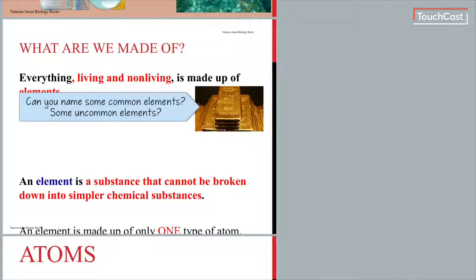An element is a substance that cannot be broken down into simpler chemical substances. An element is made up of only one type of atom. Some common examples: oxygen, hydrogen, nitrogen. Some less common examples: titanium, rubidium, thorium. So, though these have complex names, what they mean is that this compound cannot be broken down into something smaller.